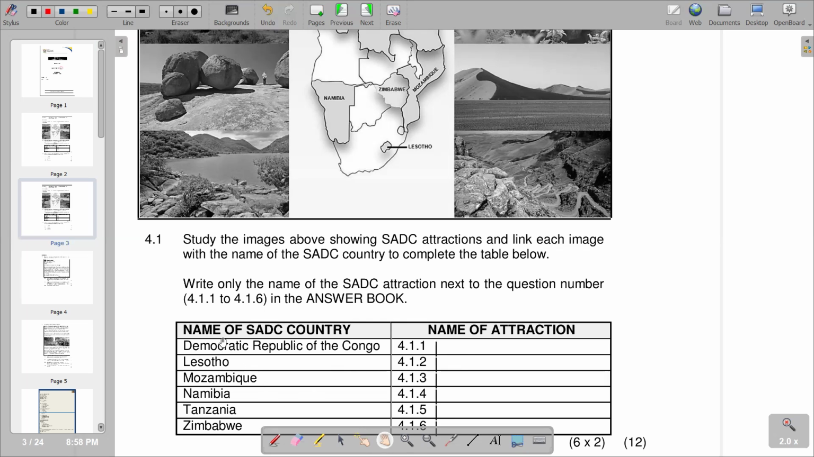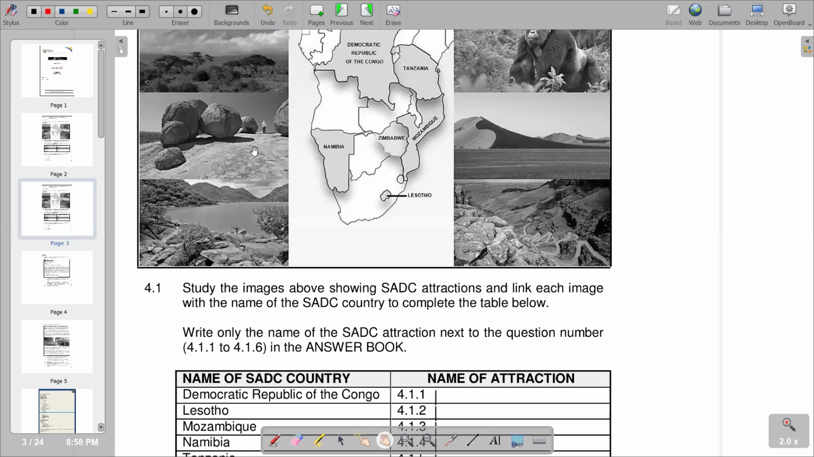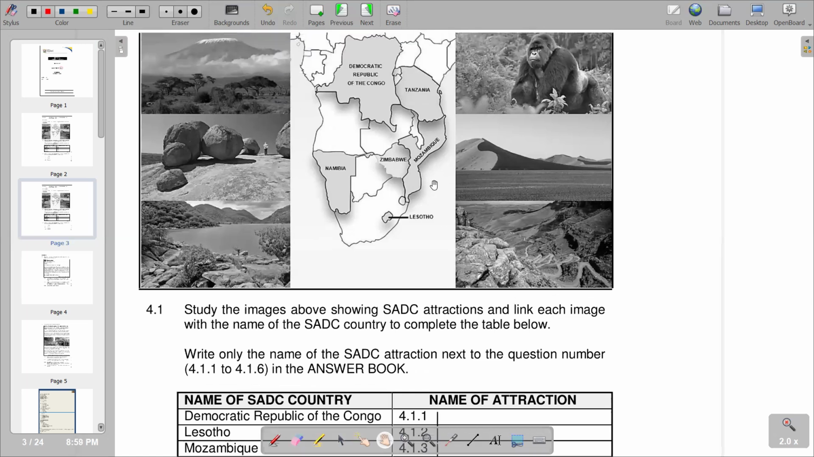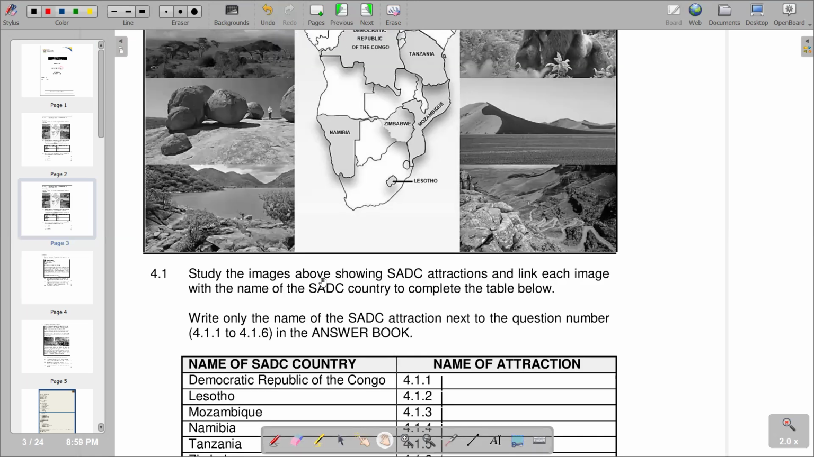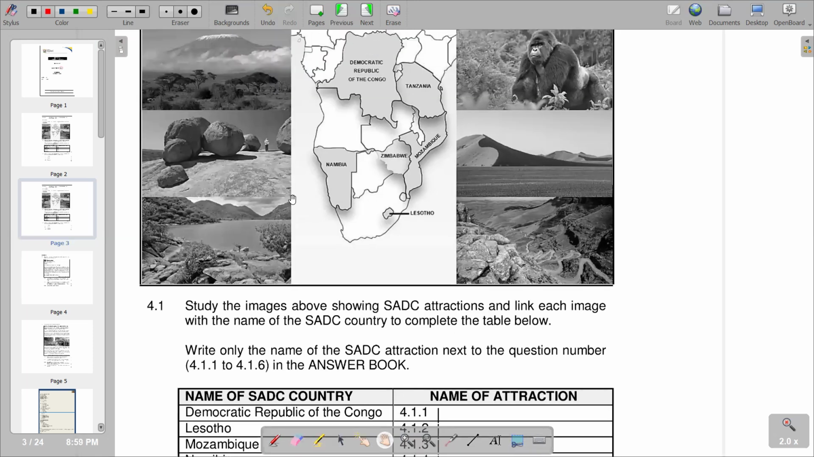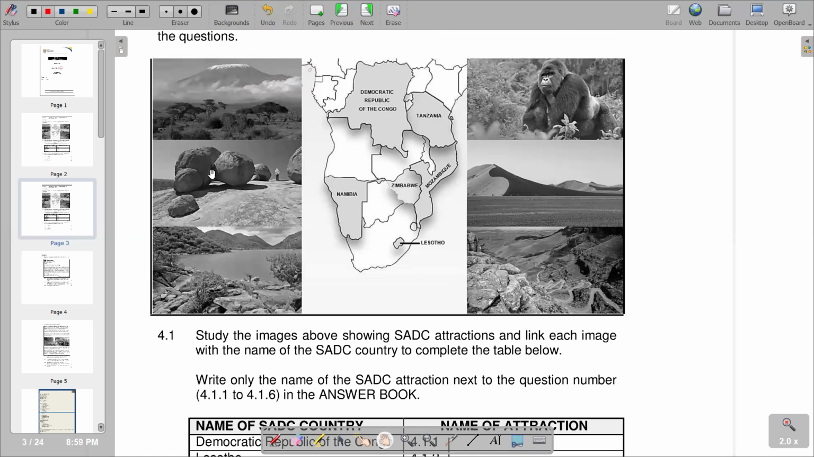Basically, the first country that we have is the Democratic Republic of Congo. The idea is to go to the pictures that we have and relate them to a tourist attraction. That is 4.1.1. For the Democratic Republic of Congo, we can relate it to the picture where we see this animal. Obviously, this represents a national park, and remember, we've got the Virunga National Park in the Democratic Republic of Congo. So this is representing our DRC.